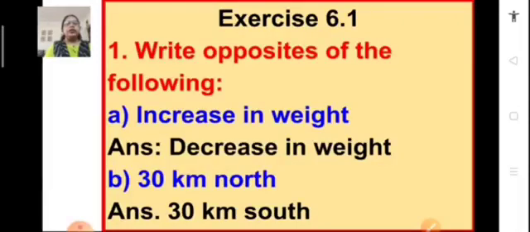In today's exercise 6.1, write opposites of the following. A, increase in weight. So what will be its opposite? Decrease in weight. B, 30 kilometers north. The opposite will be 30 kilometers south.